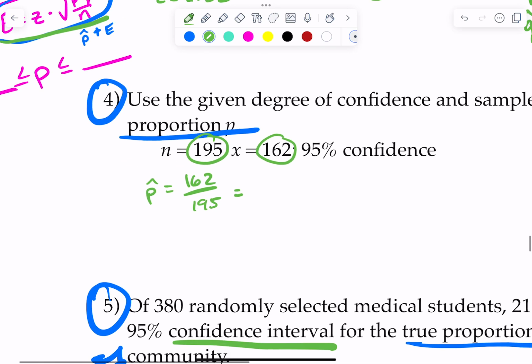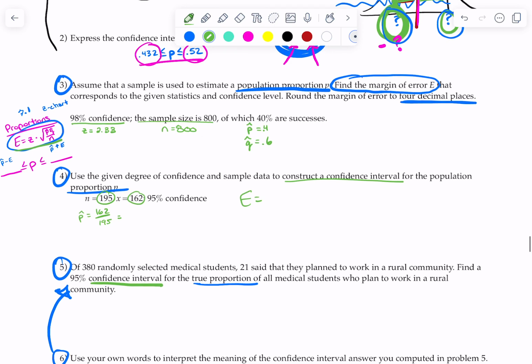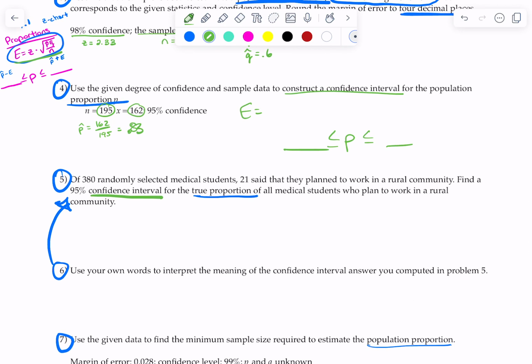All right, Carson, you got your E for 4? Now you have to add and subtract that from your 0.83 that you got. Did you add and subtract it and you wrote it like this? Yeah. Cool, very good. Do the same thing for 5. Aiden, what you got?